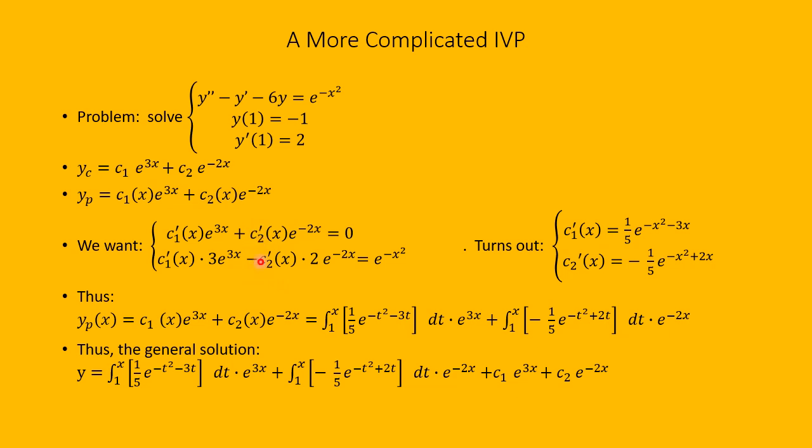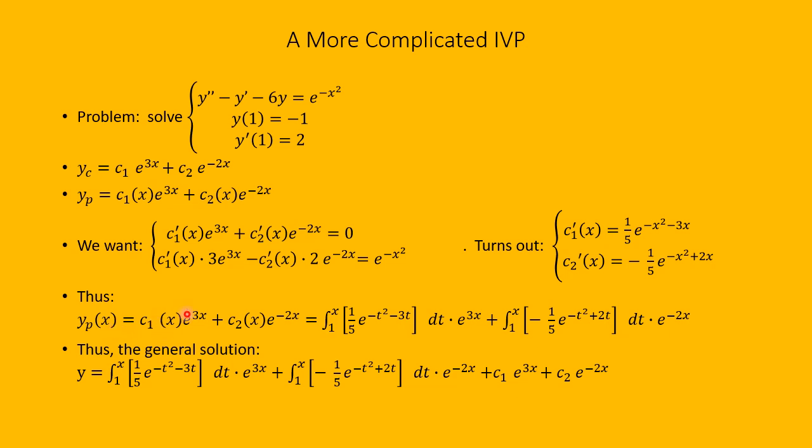we can solve these as simultaneous equations in two unknowns, c1 prime and c2 prime. I'll let you do that. That's basically junior high school or maybe high school algebra. When you solve those algebraically, you find that c1 prime of x is 1/5 e to the minus x squared minus 3x, and c2 prime of x turns out to be minus 1/5 e to the minus x squared plus 2x. So then we can write down what the particular solution is.